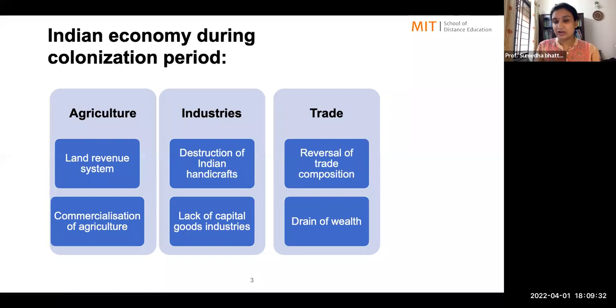Last is the drain of wealth. This term was coined by Dadabhai Naoroji. The drain of wealth means that, as I said in the previous slide, there was an increase in balance of trade surplus. That means our exports were more and our imports were less, leading to a generation of surplus. This surplus was not used by the Britishers for the development of our country, but for financing their wars, for making payments to their British employees in India or Indian employees employed by the Britishers, and for meeting their own administrative expenses. So this led to a complete drainage of wealth from our country.